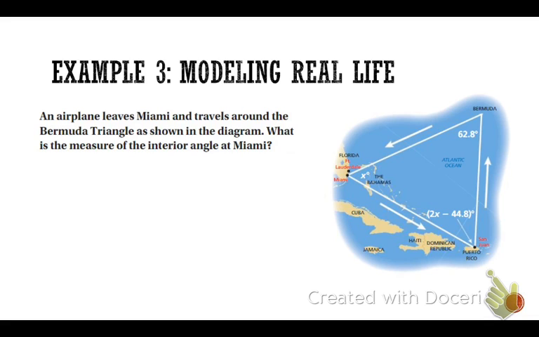All right, but more importantly, why does it form a triangle? It's because of a flight route. An airplane leaves Miami and travels around the Bermuda Triangle as shown in the diagram. So look at what it's asking you specifically. What is the measure of the interior angle at Miami? So from Miami to Puerto Rico, up to Bermuda, and back. Each turn forms an angle measure. So we see x plus 62.8 plus 2x minus 44.8.